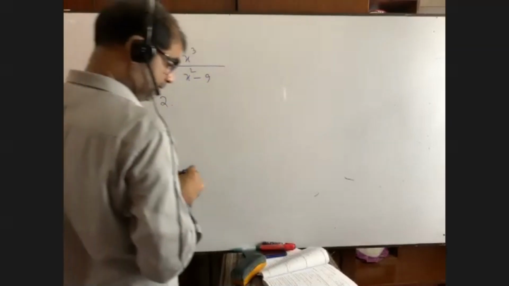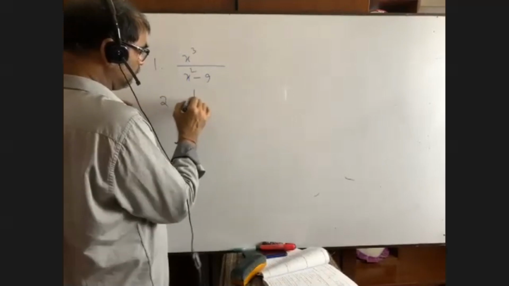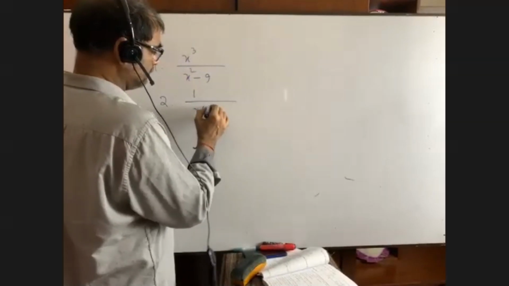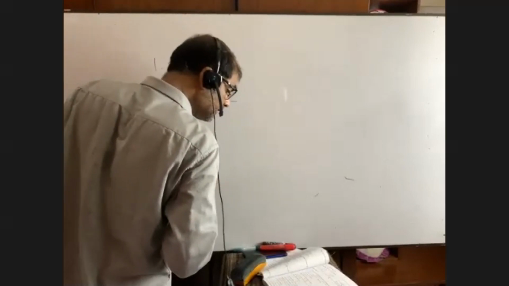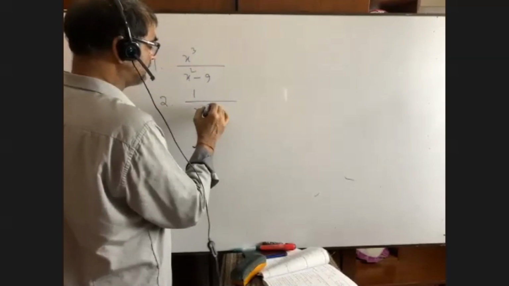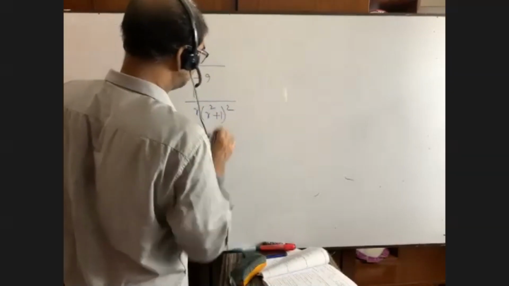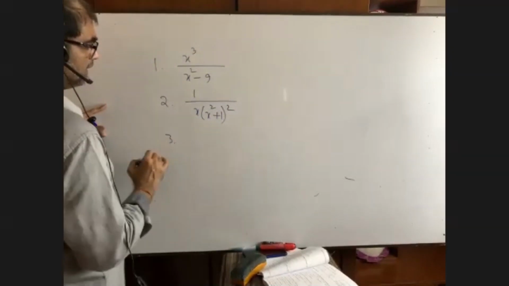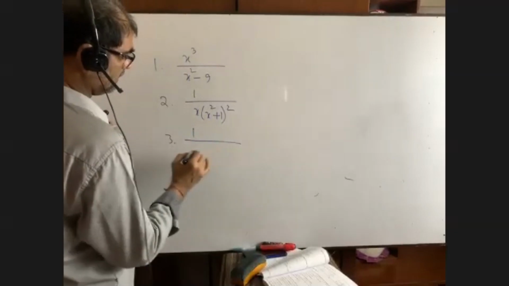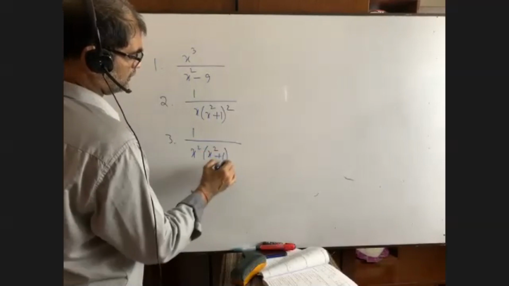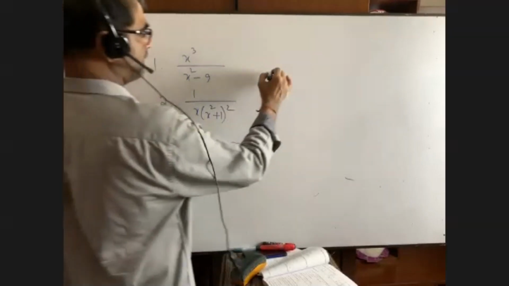Number 2, 1 by x into x square plus 1, whole square. You will do and verify. Number 3, 1 by x square into x square plus 1 whole square. You will do and verify.